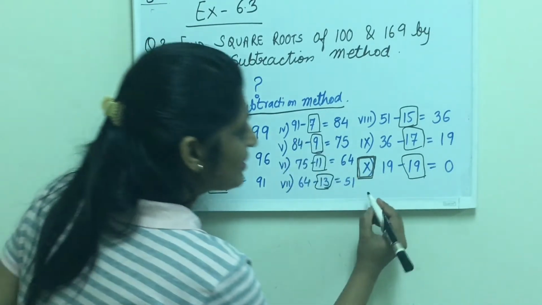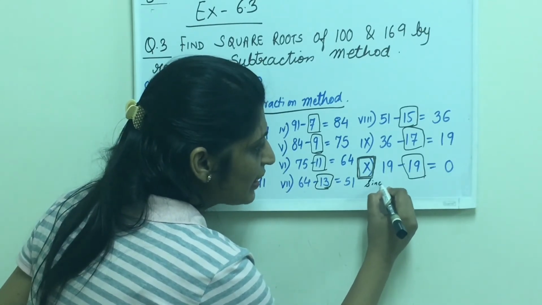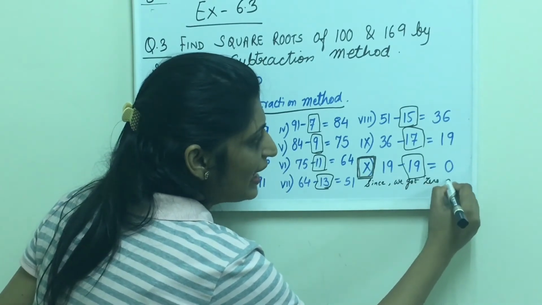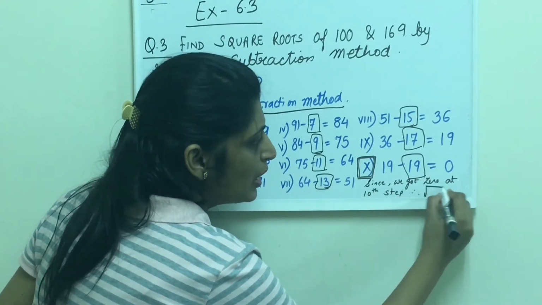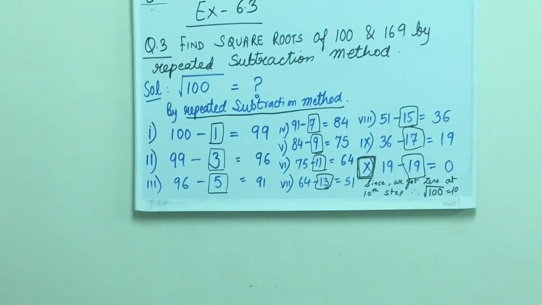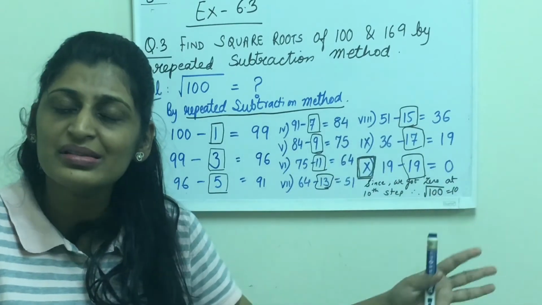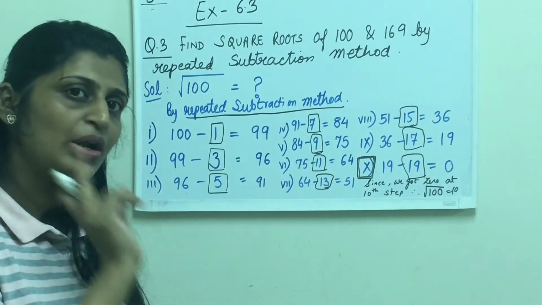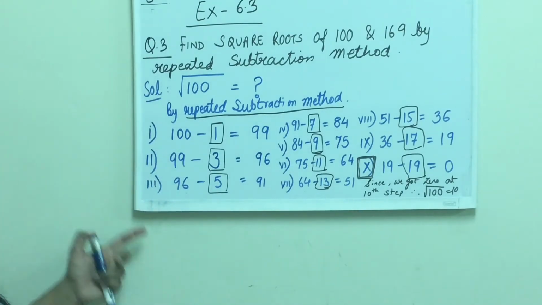So what will be my solution? Since I got 0 at the 10th step, therefore the square root of 100 is 10. Simple. If it was the 9th step, we would have written 9. If it is the 12th step, we would have written 12. At whichever step we get 0, we conclude that that is the square root of the given number. I hope it is very clear for you.